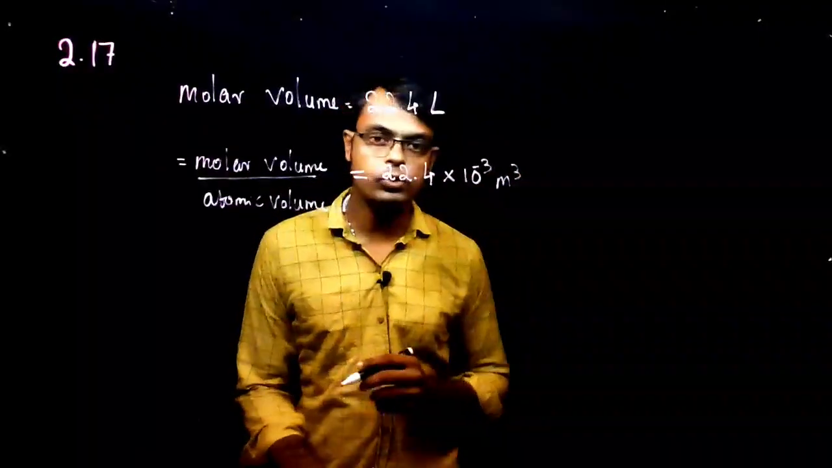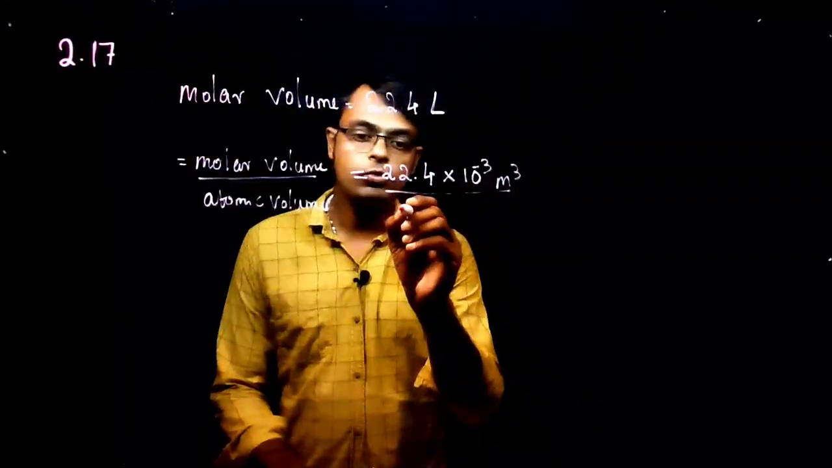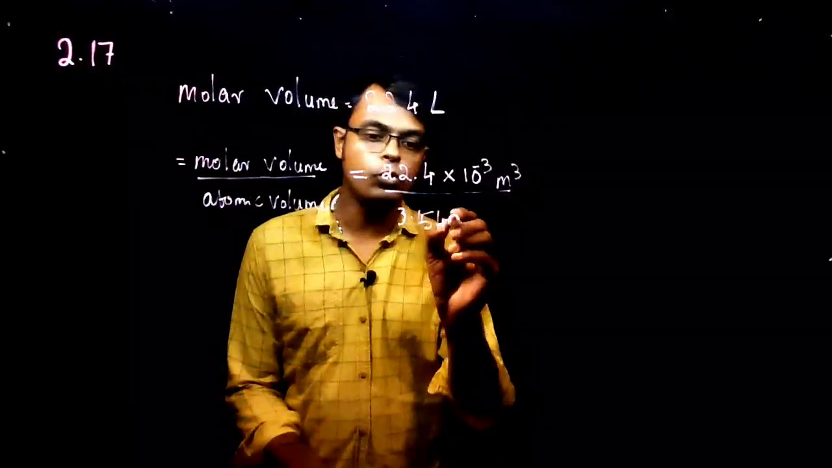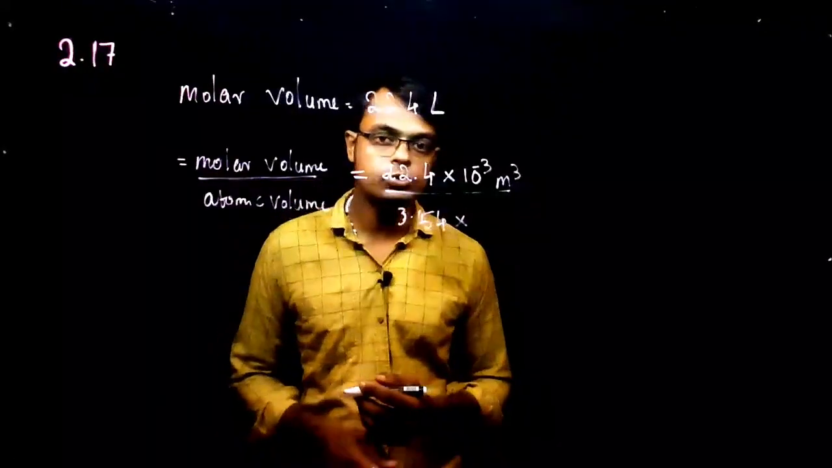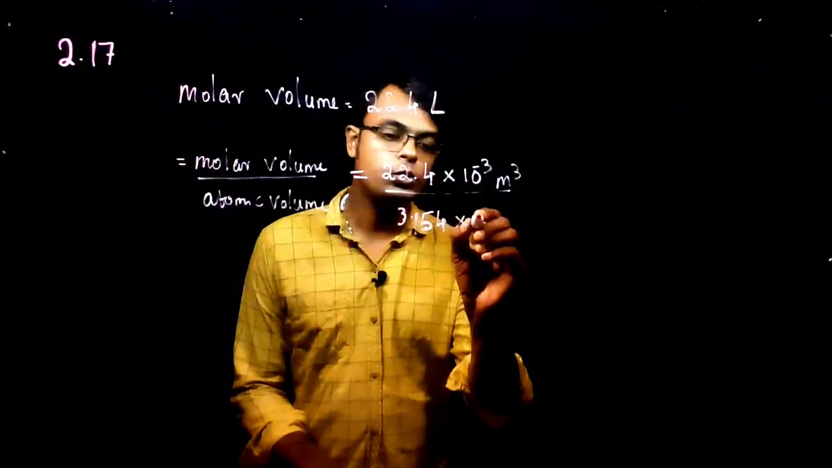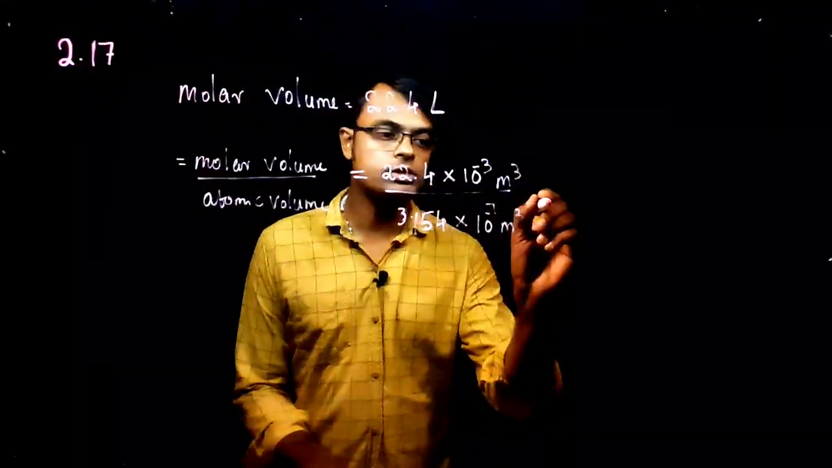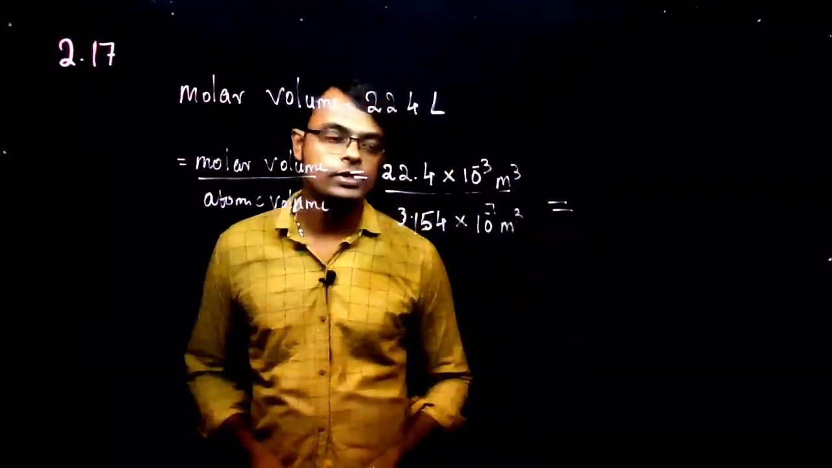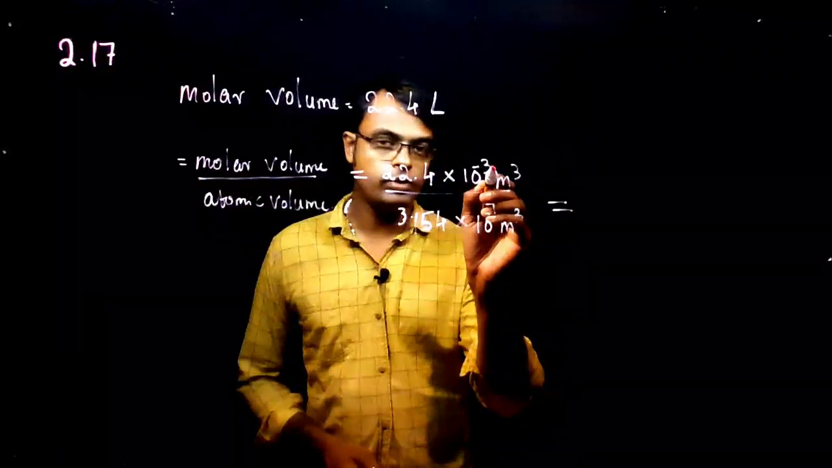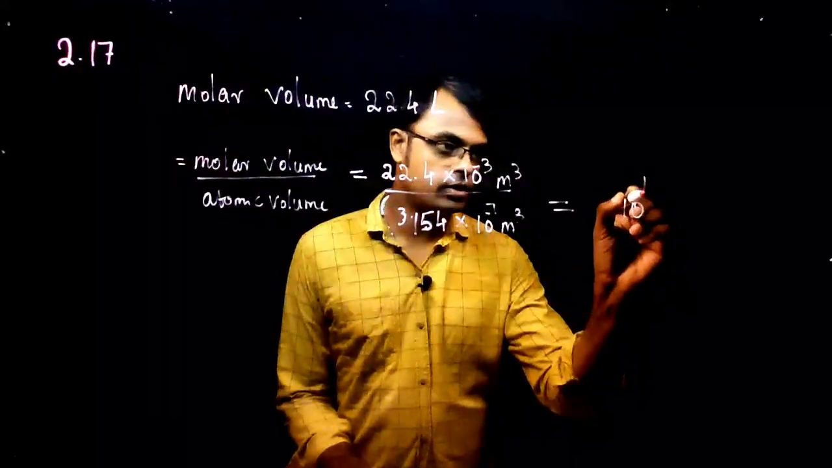So now it is molar volume we got. Divided by what is the atomic volume of hydrogen? Atomic volume is 3.154, or we have written in the previous question nearly 3, okay, you can write 3 also, 3.154 into 10 to the power minus 7 meter cube. So what is the final answer you are getting here? Minus 7 minus 3. If you take the minus 7 to the numerator, it becomes plus 7 minus 3, plus 4. So you can write here 10 to the power 4.